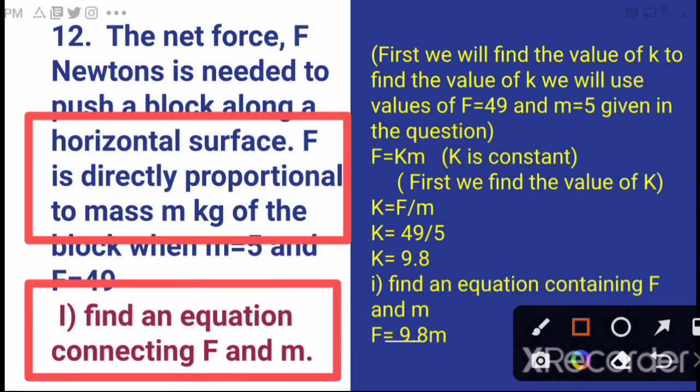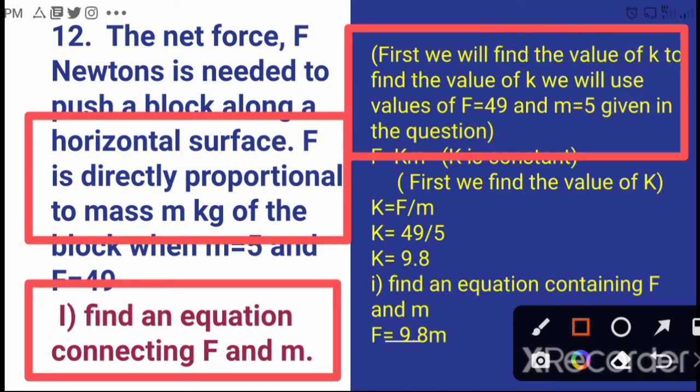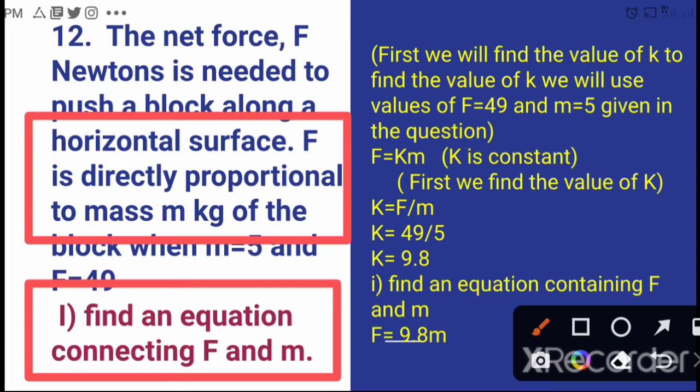We will find the value of K. To find the value of K, we will use the value of F, which is 49, and the value of M, which is 5. We will use both values to find K. We have already the equation which we formed: F is directly proportional to M, that is F is equal to KM, where K is constant.